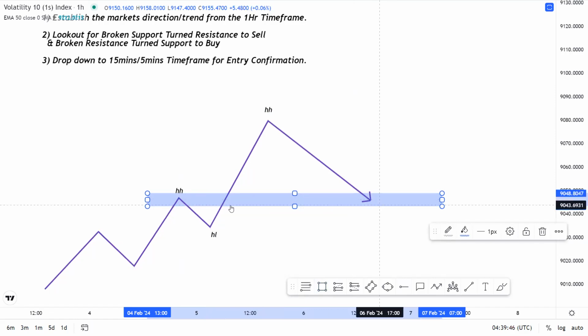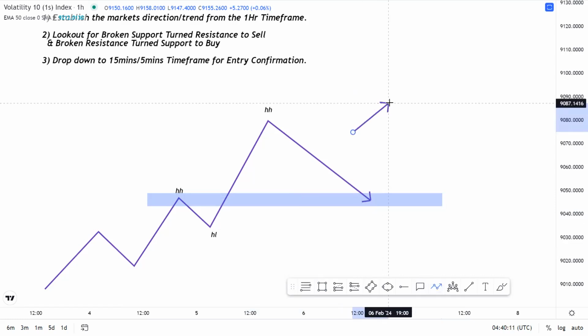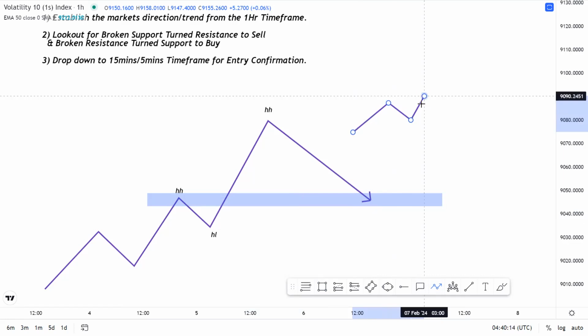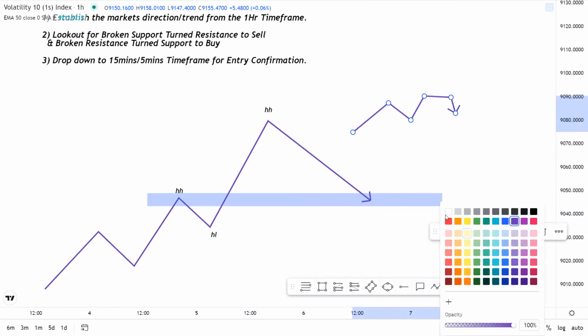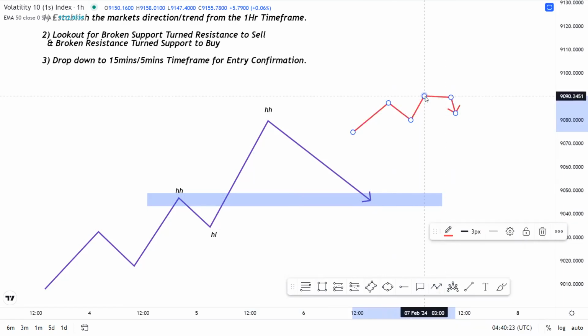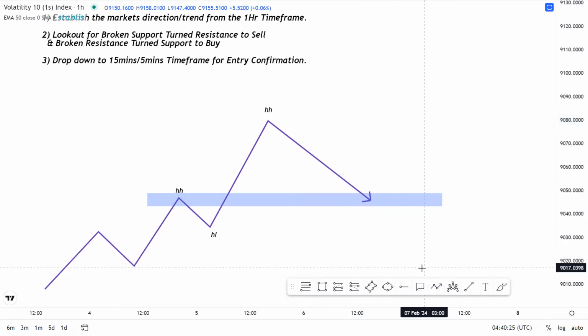And once you have identified this level as an area of interest to get in on the buy continuation in line with the trend, at the retest of this level, you then move down to the 15 minutes or the 5 minutes time frame for your entry confirmations. Typically, what I would love to see as my confirmation entry would be a structure shift on the 15 minutes or 5 minutes time frame.